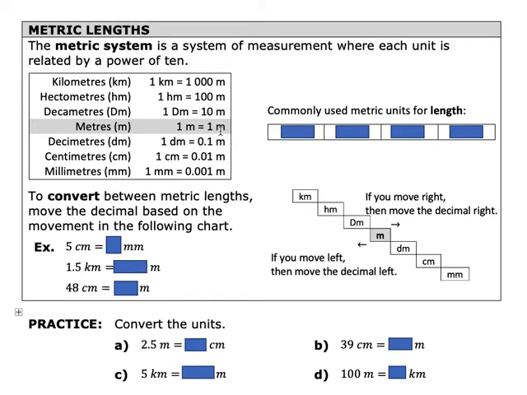So, a decameter is 10 meters. A hectometer is 100 meters. And a kilometer is 1,000 meters.